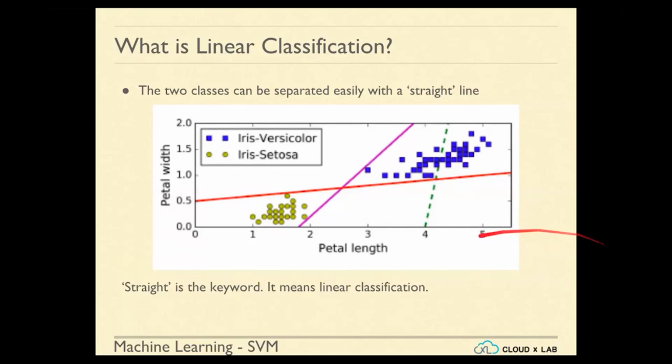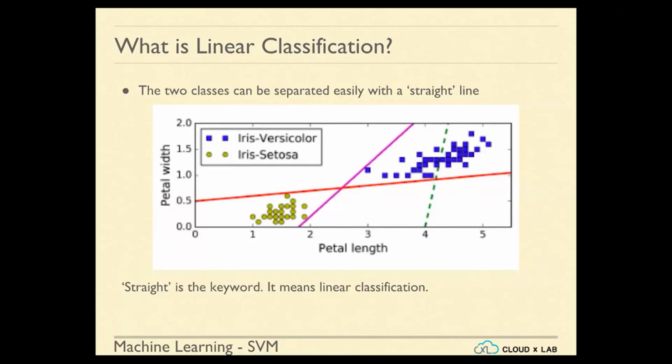So let's say we took various instances. Let me describe the meaning of this one. We took various instances, and what we did was we plotted petal length and petal width, right? We plotted petal length and petal width on the X and Y axes, and we got these kinds of instances. These ones are versicolor, these ones are setosa. Now, this data can be separated easily with many kinds of lines.